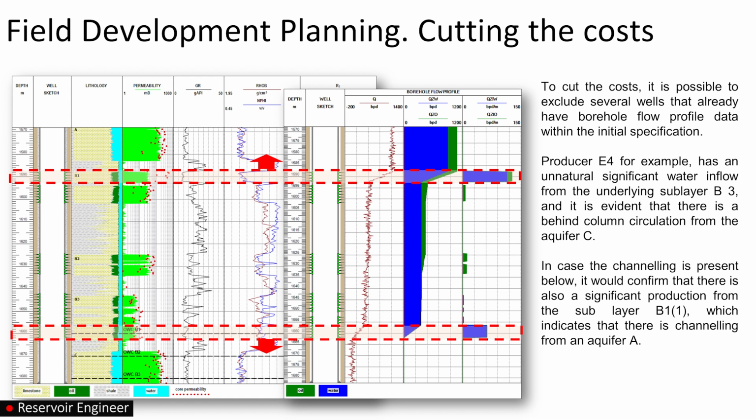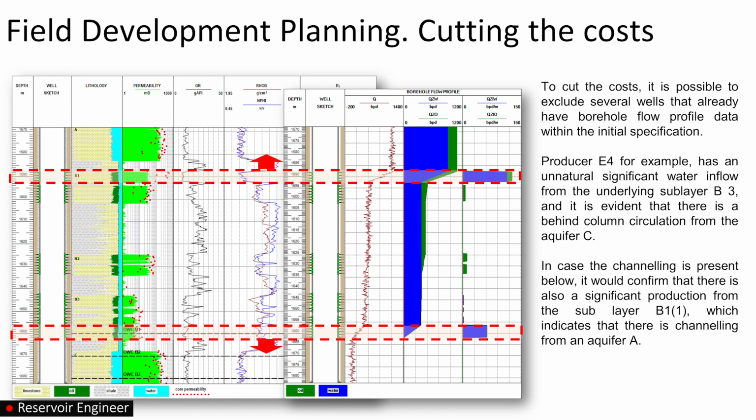On the screen, there is an example of well E4, which is a producer well. Let me elaborate. You can see the formation B3, which theoretically is also relatively complex. It has similar reservoir properties, but there is a large water inflow from the lower part of the formation, which, according to the aquifer operation, raises doubts that this is the work of the sublayer B3. This is precisely due to the behind casing circulation from the aquifer C.